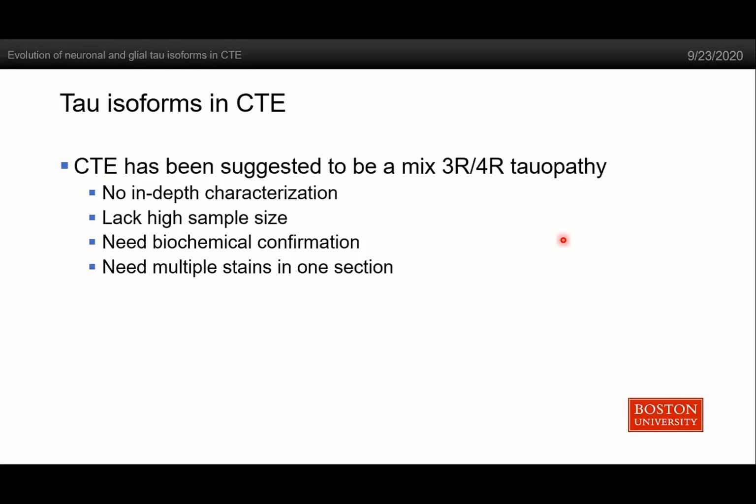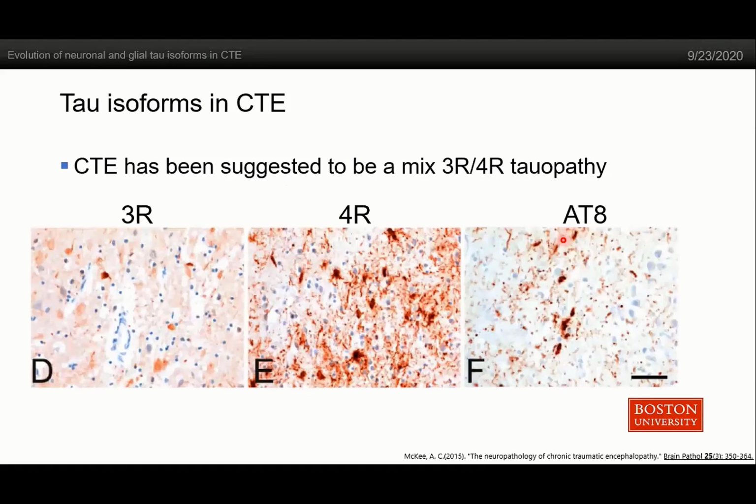We need to have biochemical confirmation, so take it beyond just histology, look at biochemical staining. And really importantly, we need to do multiplex immunofluorescence of this. So as I just mentioned, this has all been done on serial sections, and it's never really ever been looked at, at least in CTE, all on the same section to look at 3R and 4R and our tau stain here, which is 88.